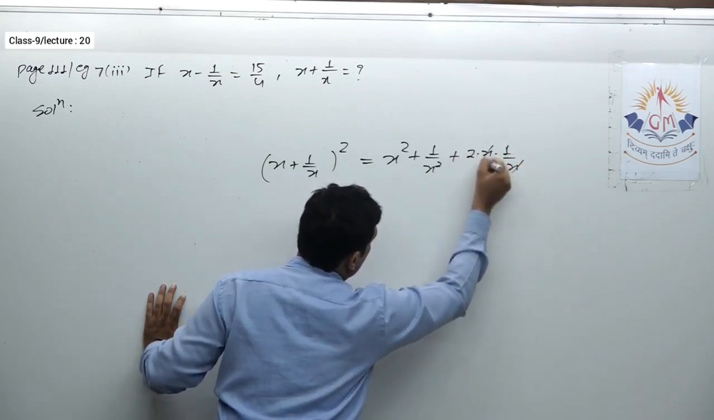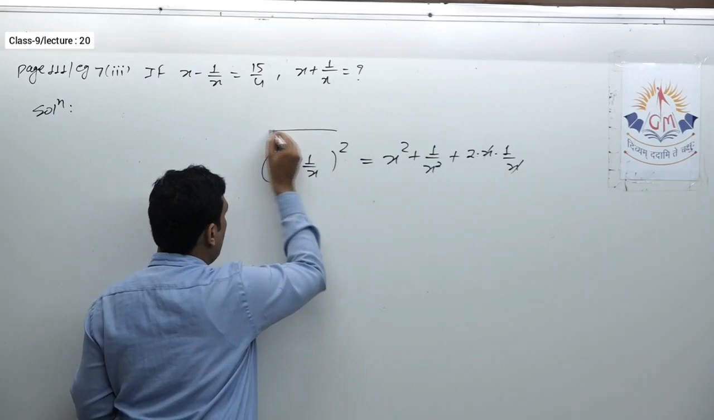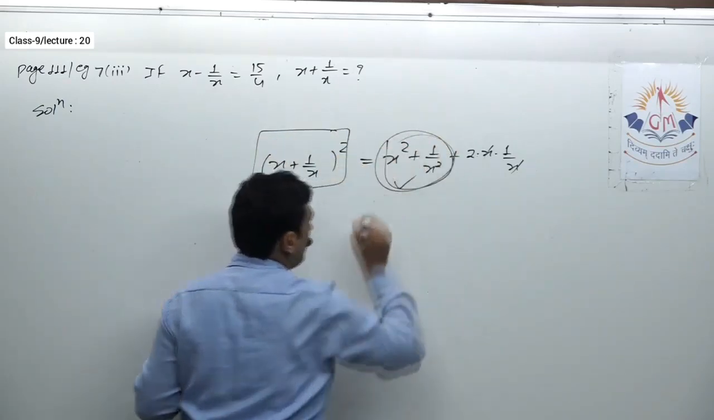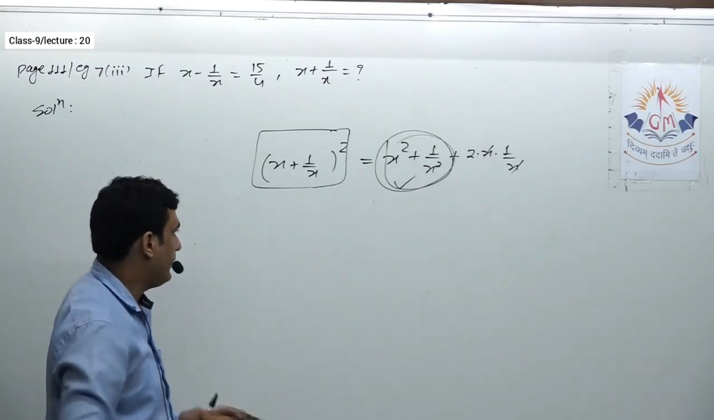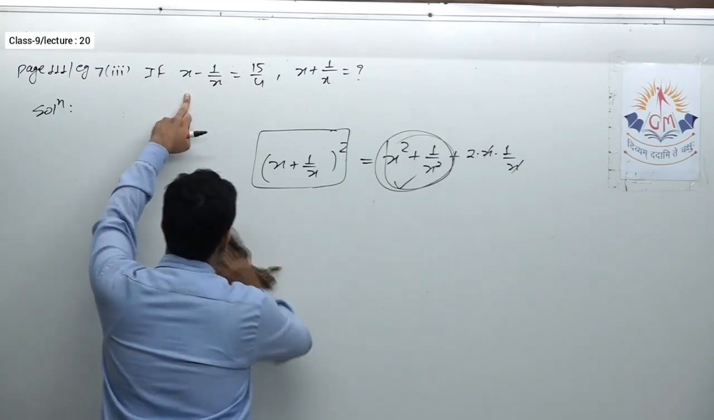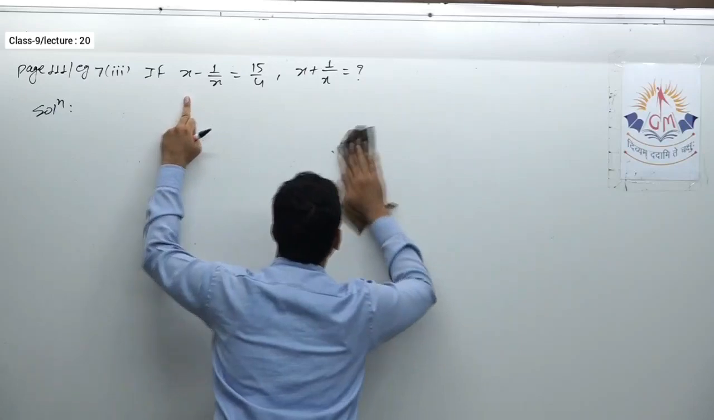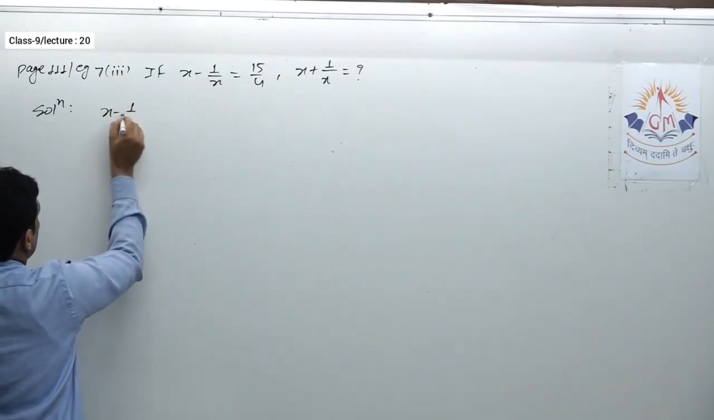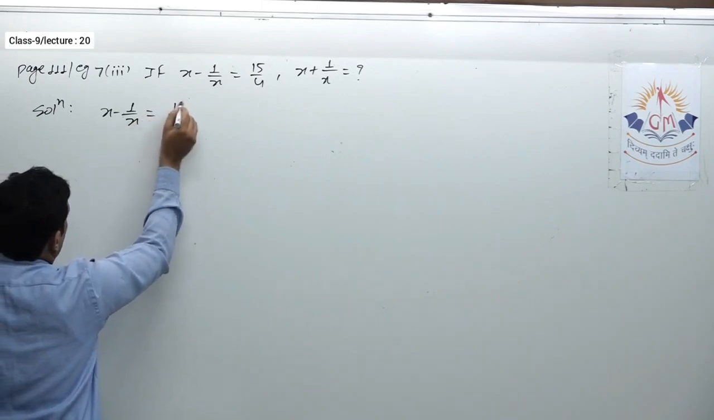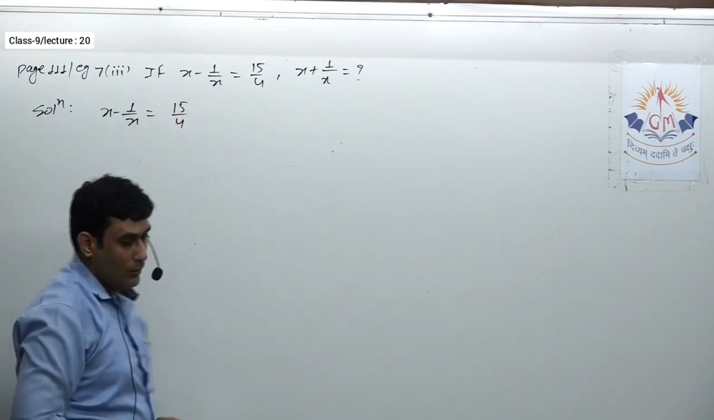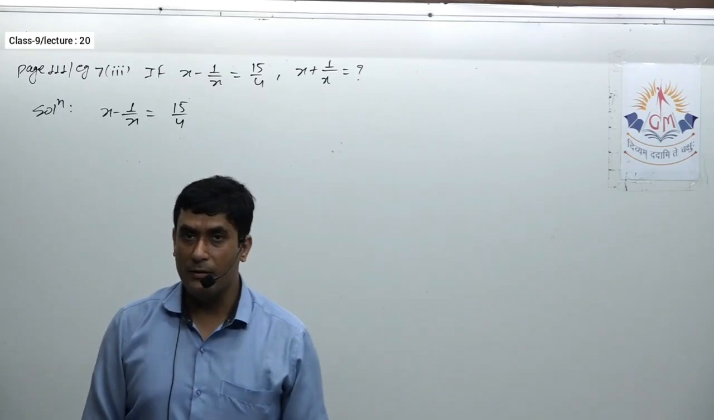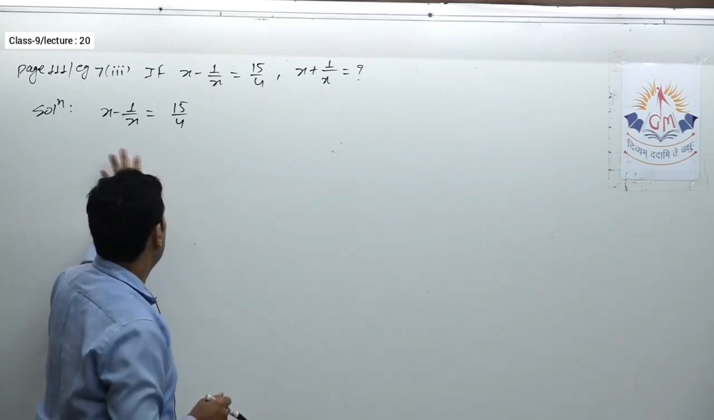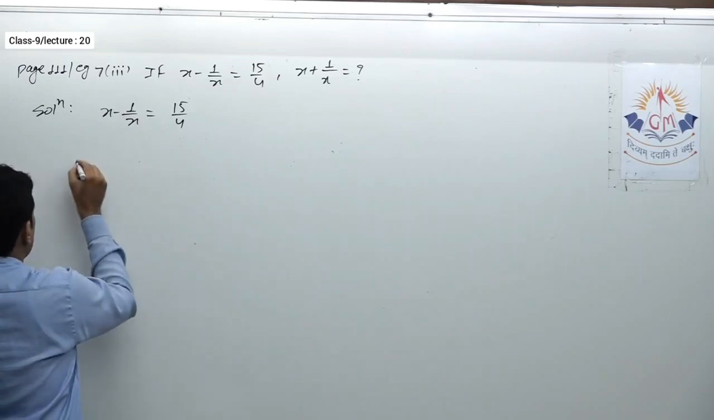Okay, now this will cancel out. Now, to obtain this value I need x square plus 1 upon x square, and that I can get by squaring this expression. Here I have 15 upon 4. So this is a reverse case. Over here the smaller value is given and we have to find the greater one. So we'll start with squaring this.